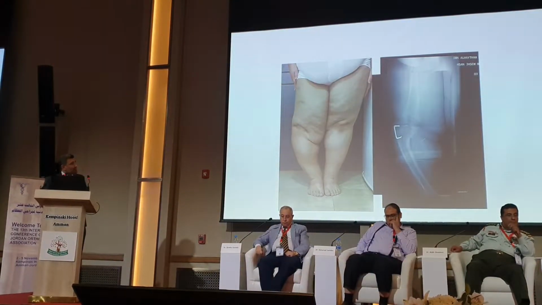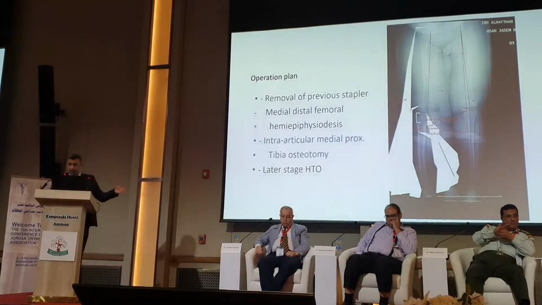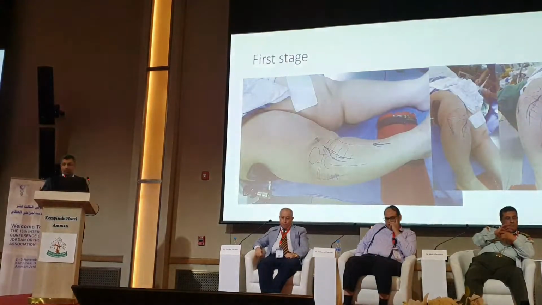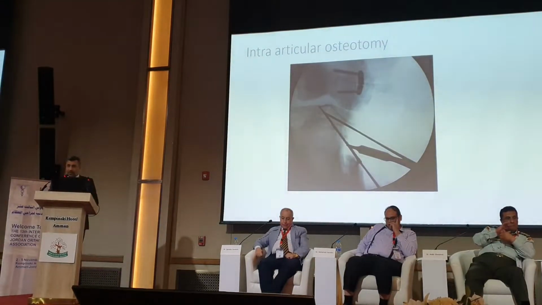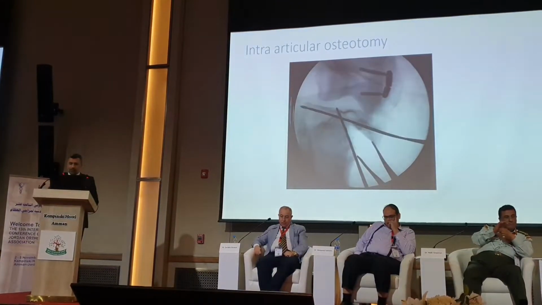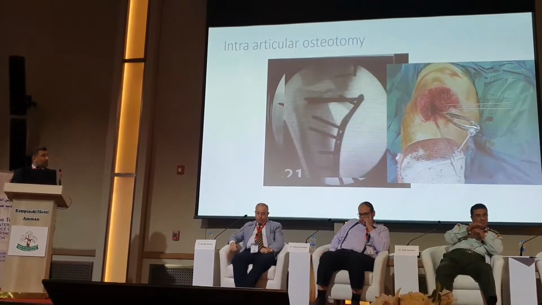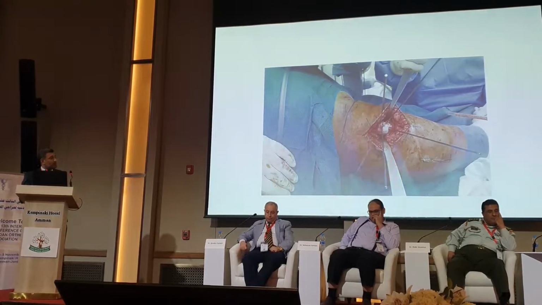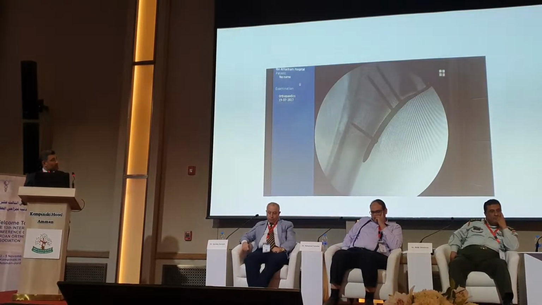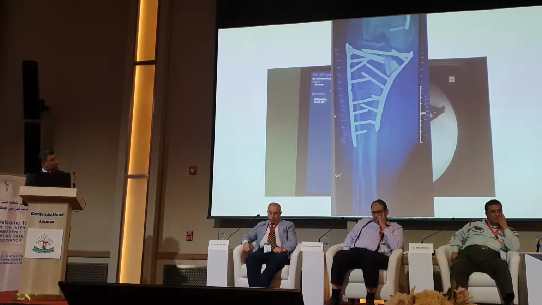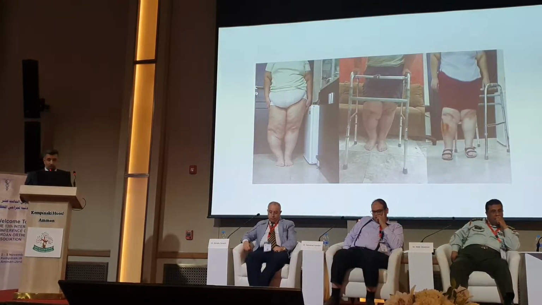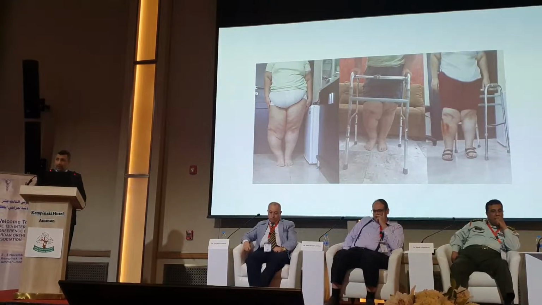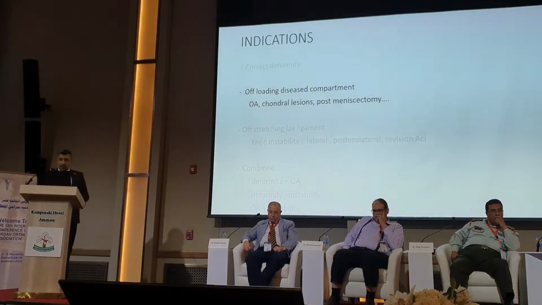You see, after we make the plan and analysis of the problem we have, then after that we go to the operation. In this case, the patient needs intra-articular osteotomy, and at a later stage we did for him a high tibial osteotomy, closing bridge. This is before, and this is after correction. So always make a plan to decide your site and degree of correction.